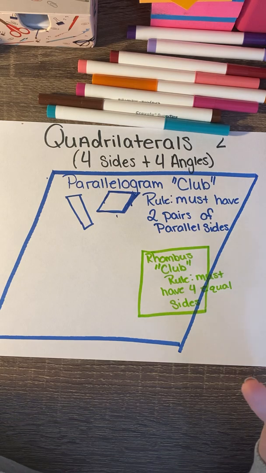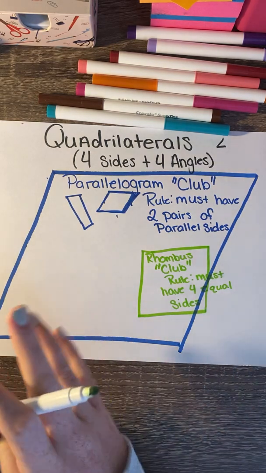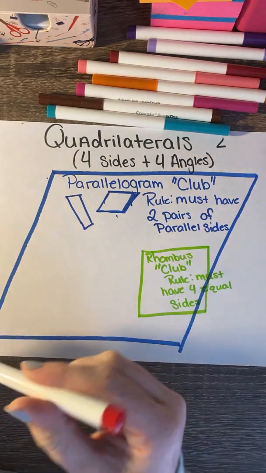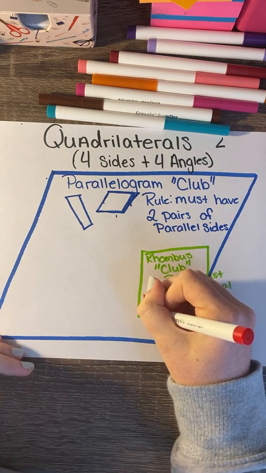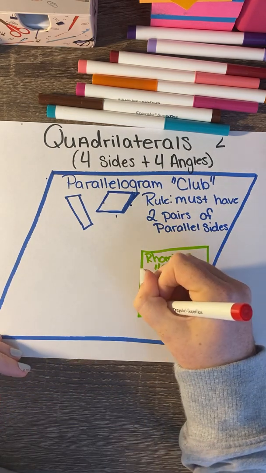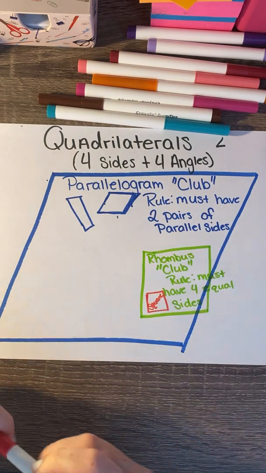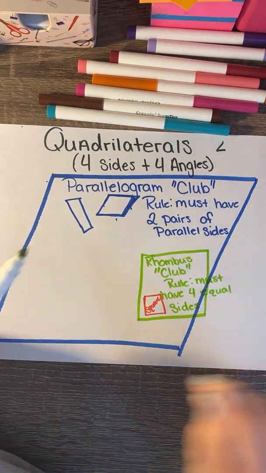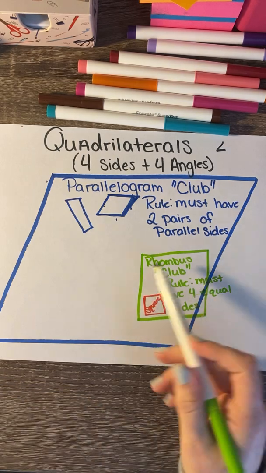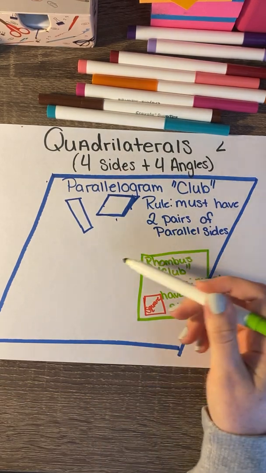What shape do we know better that has 4 equal sides than a square? So a square goes inside a rhombus. Okay, so a square has 4 equal sides. The only other one is the rhombus. It also has 4 equal sides.